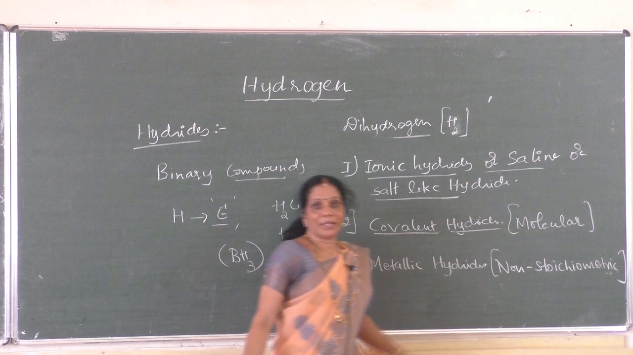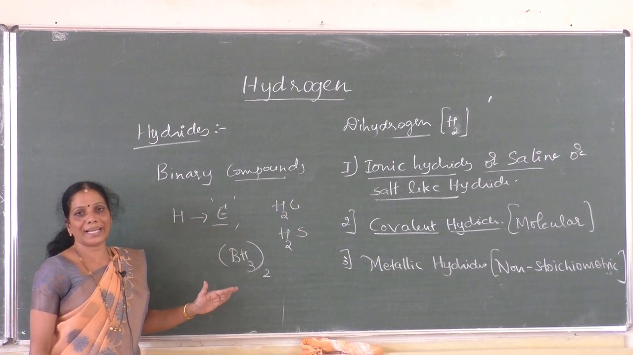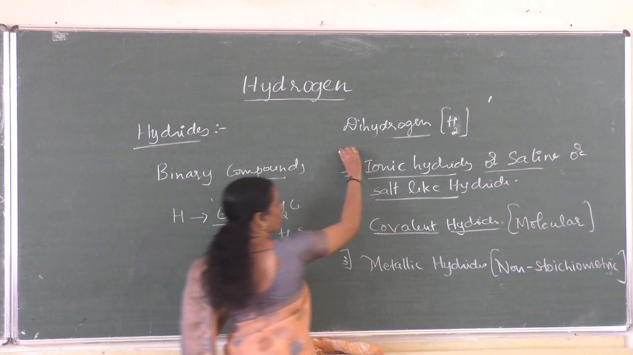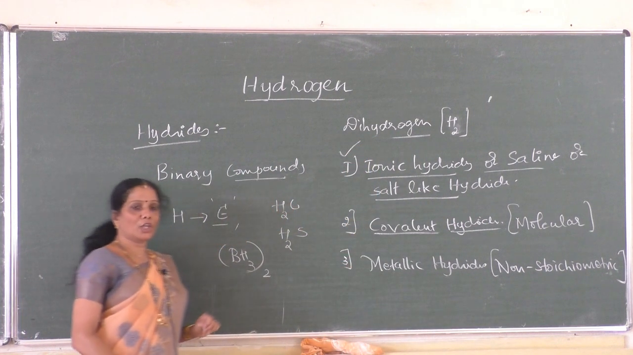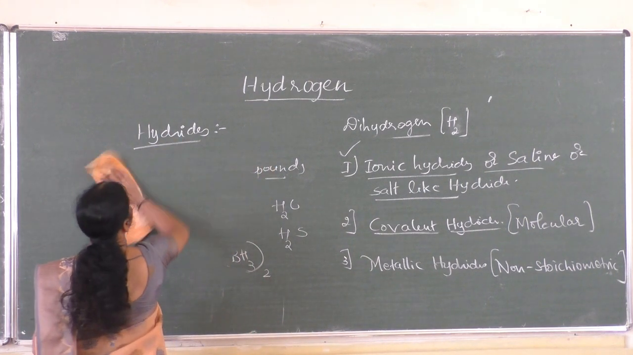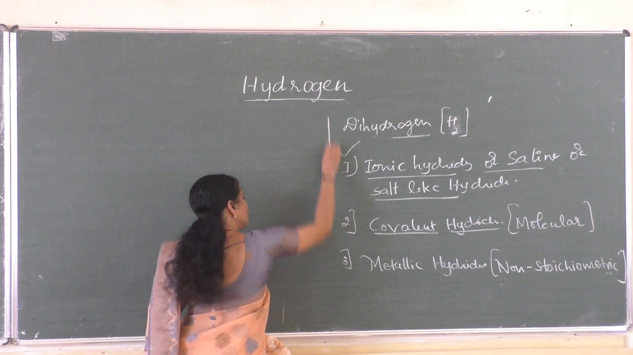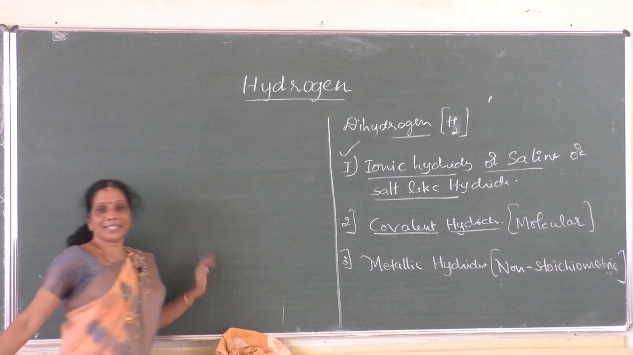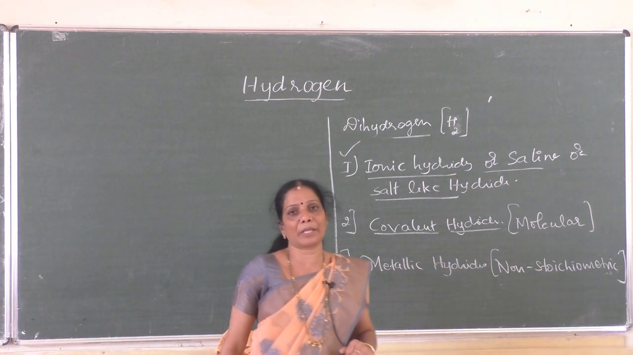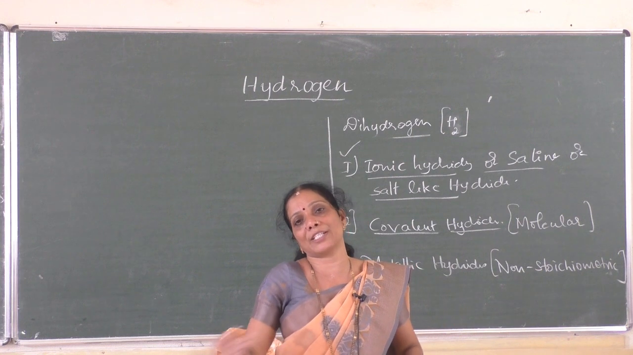Okay students, the hydrides are mainly classified into how many types? Three types: ionic, covalent, as well as metallic hydrides. Let us consider now the first type, that is ionic hydrides. Very important concept you are studying. Listen now, what are these ionic hydrides? We know that hydrides are binary compounds. They are always formed whenever hydrogen combines with what?